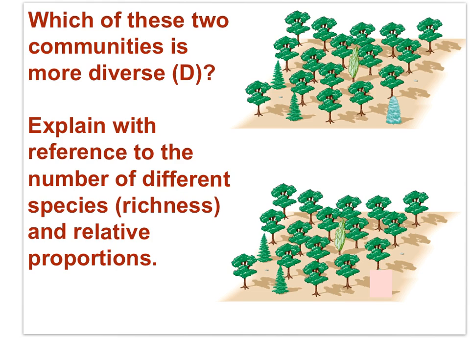So which of these 2 communities is more diverse? Explain your thinking with reference to the number of different species, richness, and relative proportions. I hope you can see that the upper community has 4 different species, while the lower community only has 3. Thus, the upper community would be considered more diverse. Easy, right? Keep your eyes open as I move to the next slide.